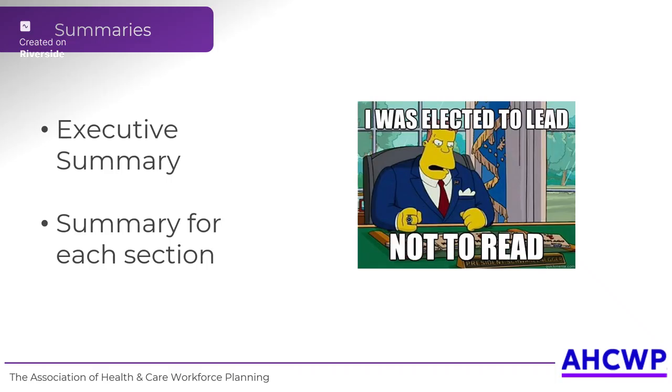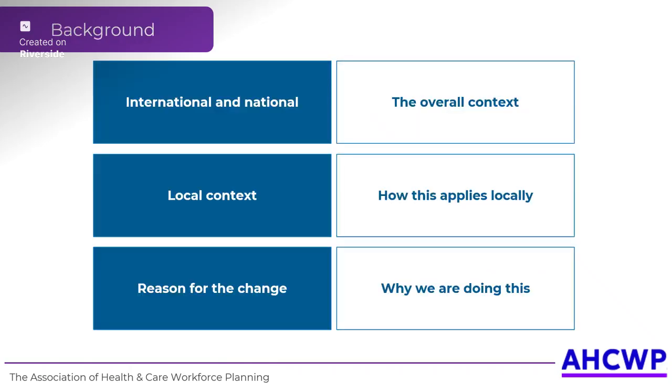What I like to do is to have a summary for each section as well. So there's a summary for the background, there's a summary for the current state, there's a summary for the future state, there's a summary for the plan, and you put those summaries together. But you can have all sorts of levels of that. Always worth considering because a number of your audience will only read those bits. The document itself will include background.